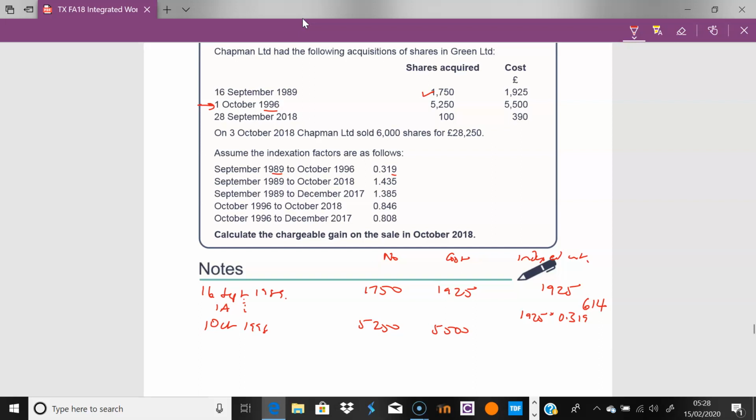And so I now have the new indexed value of these shares as at this date at 614 plus 1925, which gives me 2539. But I also have my new cost, and sorry, that's the indexed. This is indexed up till here.